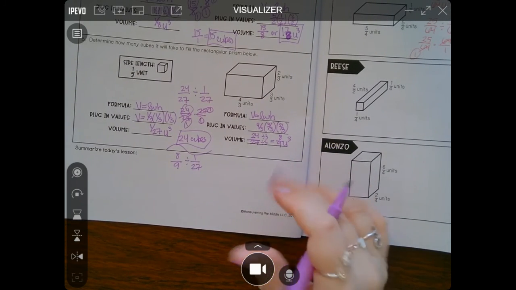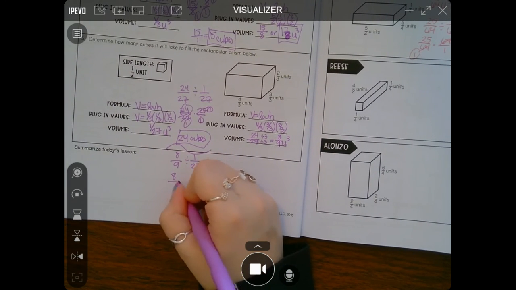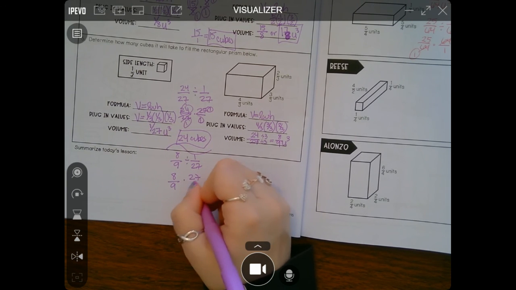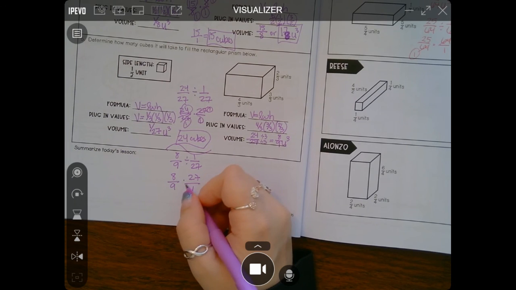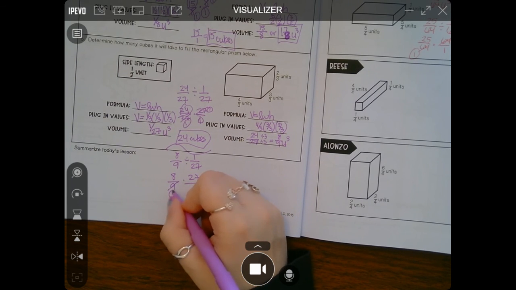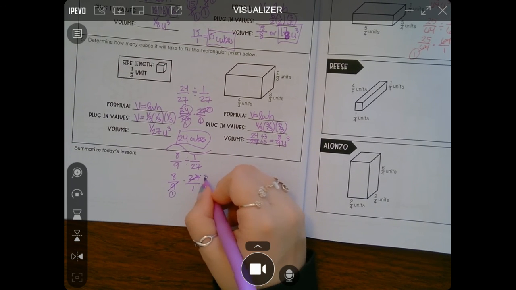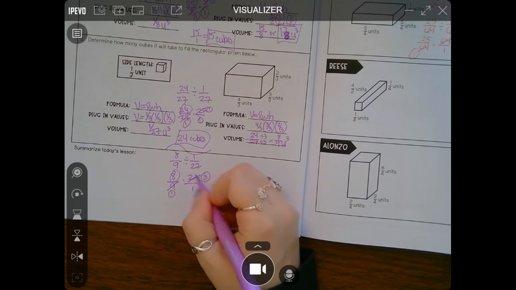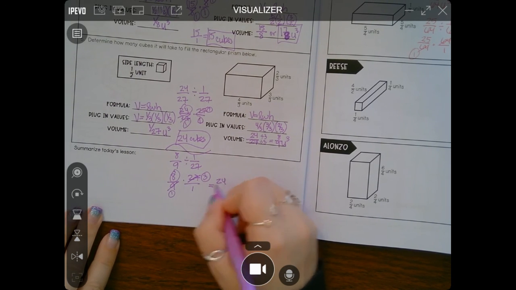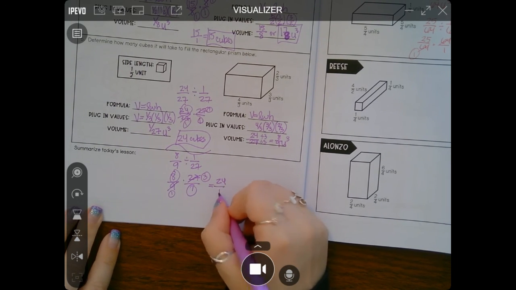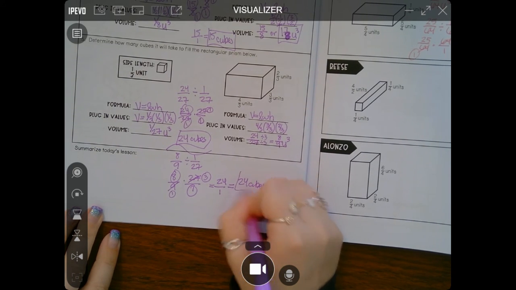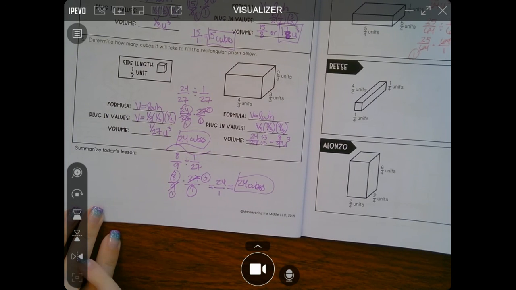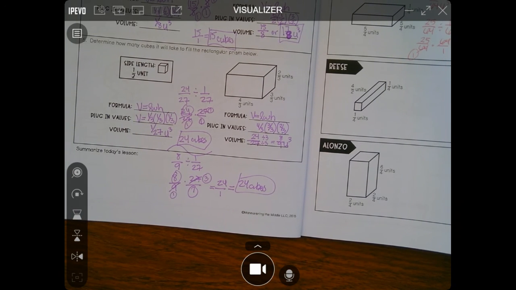Versus this one, I do keep, change, flip. I have to do a little bit more work. These cross cancel by 9. So 9 divided by 9 is 1. And 27 divided by 9 is 3. And then on top, you have 8 times 3 is 24. And on bottom, 1 times 1 is 1. And 24 over 1 is still 24 for my answer, right? It's just that one looked a little bit easier. Either way you decide to do it, it's fine. You still get 24 cubes.